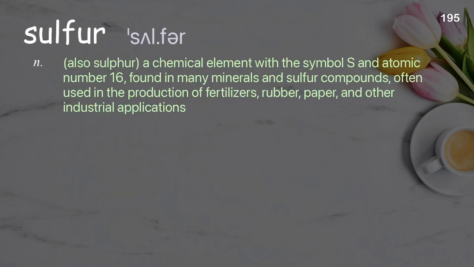Sulfur. Also sulfur, a chemical element with the symbol S and atomic number 16, found in many minerals and sulfur compounds, often used in the production of fertilizers, rubber, paper, and other industrial applications.